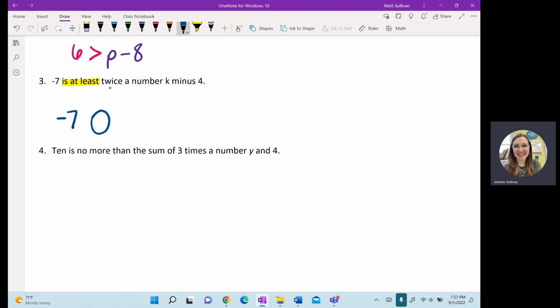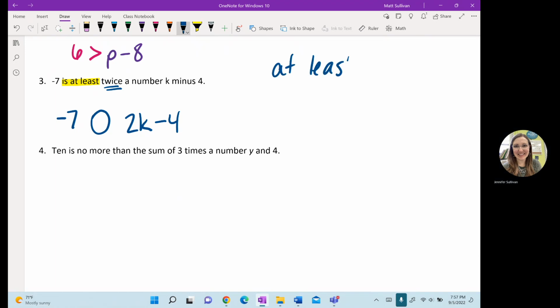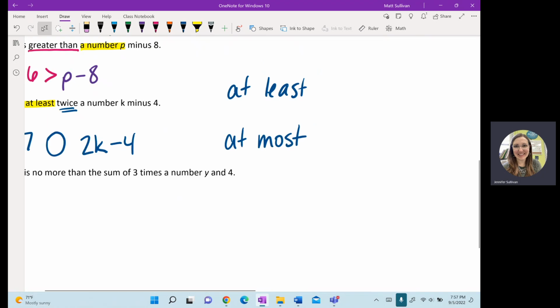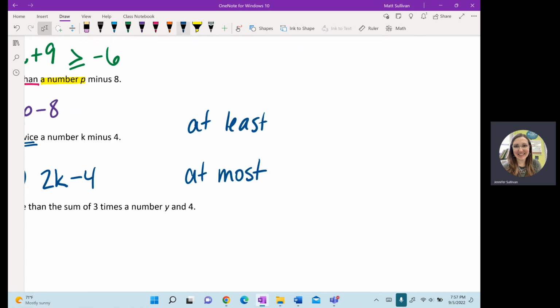Twice a number. What does it mean if I'm taking twice a number k? Yeah, we're going to multiply it. Twice a number k minus 4. Okay, so when we're talking about at least and the other one, we might have at most. What are we saying when we're talking about these? Okay, so let's actually again get this into context, at least.